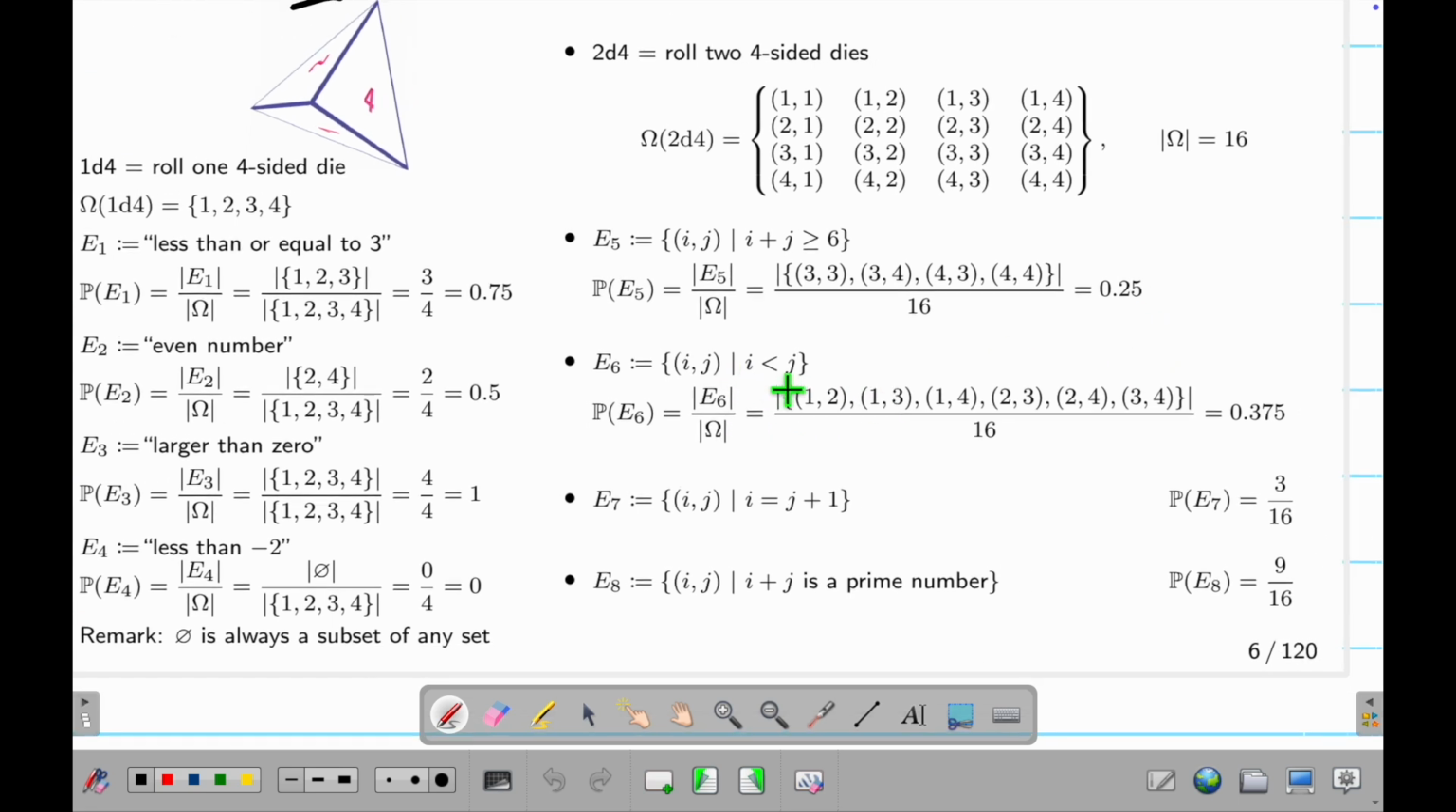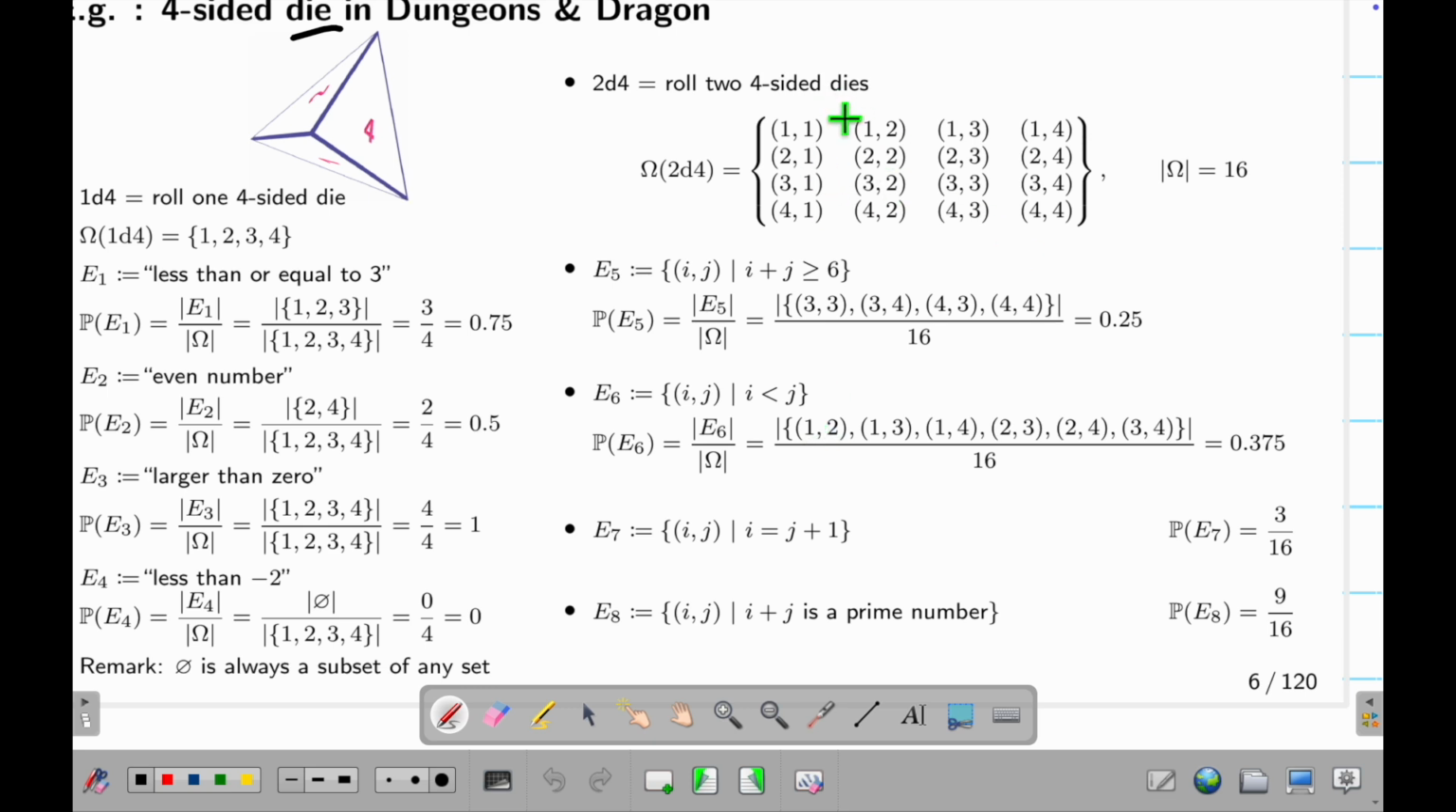Yeah. And what about this? i smaller than j. So you find all the things where i is smaller than j. E will be this. Okay. Then you just write it down. Then it is 0.375. Okay. What about i equals j plus 1? That means what? i equals j plus 1. Only 3 of them. So 3 over 16.